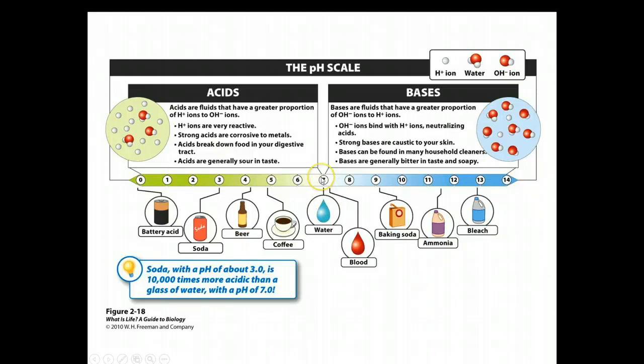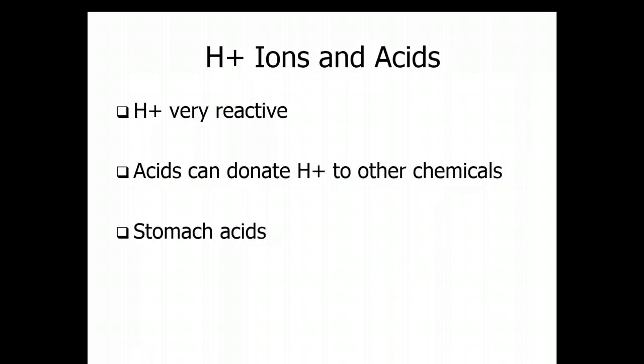That's a pH of 7. So acids are fluids that have a greater proportion of the protons or hydrogen to the hydroxyl ions. And bases are fluids that have a greater proportion of hydroxyl ions to the protons or the hydrogen ions. So you can see that that really is all that pH is talking about. We're going to talk more about that as we get into the lab and other times in class.